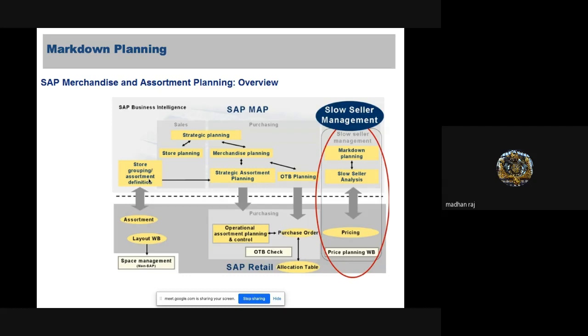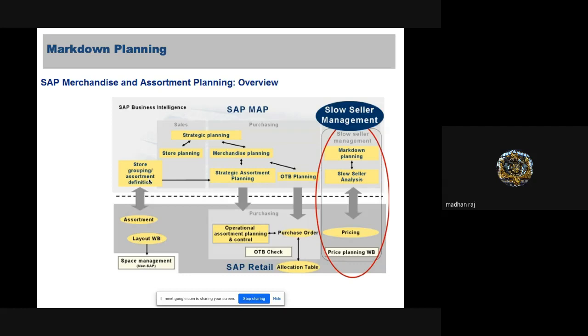Strategic planning is something that you define at your organization level. What's your objective? Below that, you can bifurcate or get into more details of the planning on store level and the merchandise level. Under the merchandise level, what store and what assortment needs to be planned for that particular season or for that particular year is what the strategic assortment planning is.